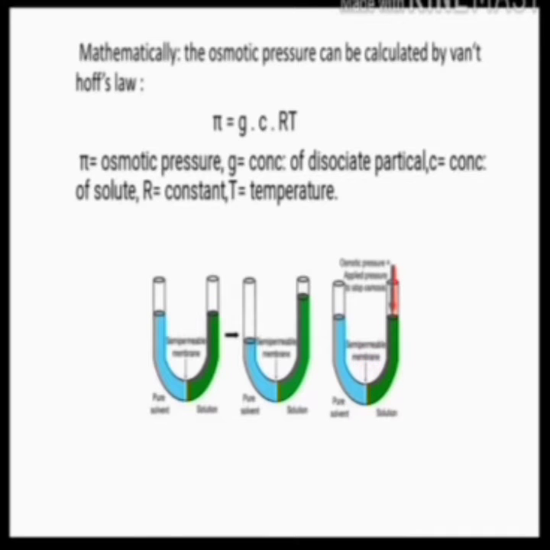Now mathematically the osmotic pressure can be calculated by Van't Hoff's law, which says that the osmotic pressure depends on many factors: the concentration or amount of solute, the concentration of dissociated particles of the solute, and the temperature. Osmotic pressure depends upon these three factors. When one of these three factors increases, the osmotic pressure increases. When one of these decreases, the osmotic pressure decreases. And R is the constant.